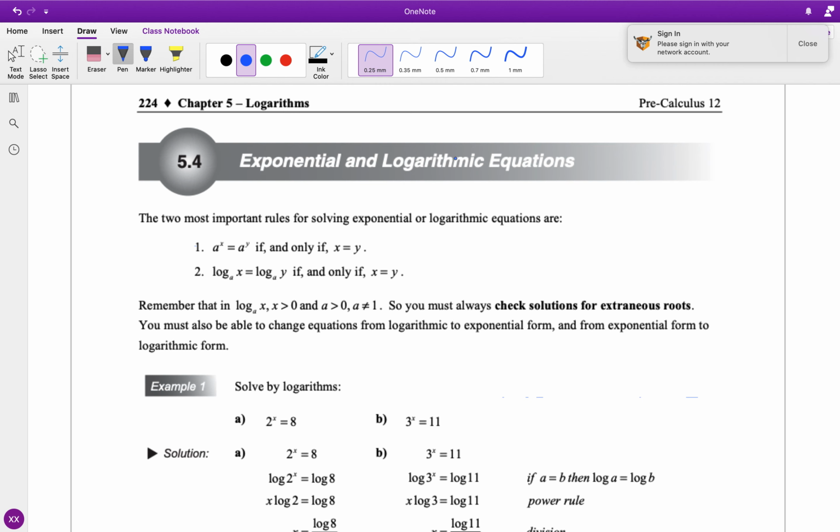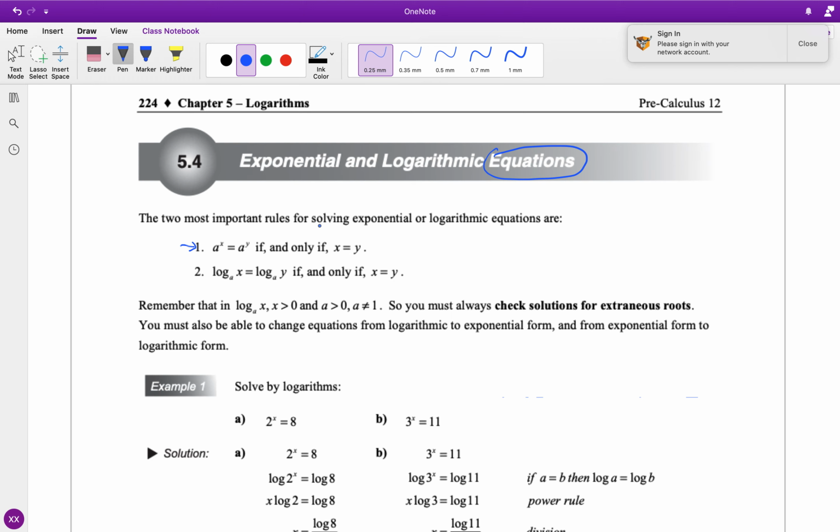Now we're going back to our learning through the recording. So here we go, 5.4. And we talk about equations. There are two types of equations, exponential and logarithmic. We have done this one here before.